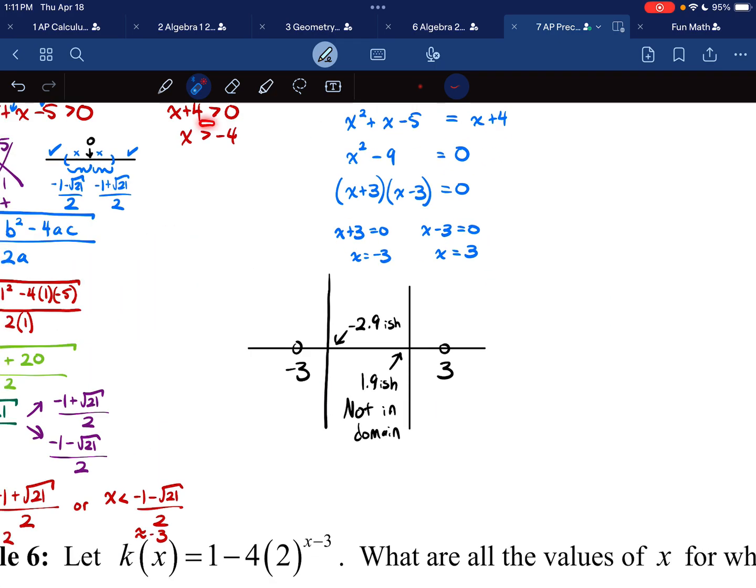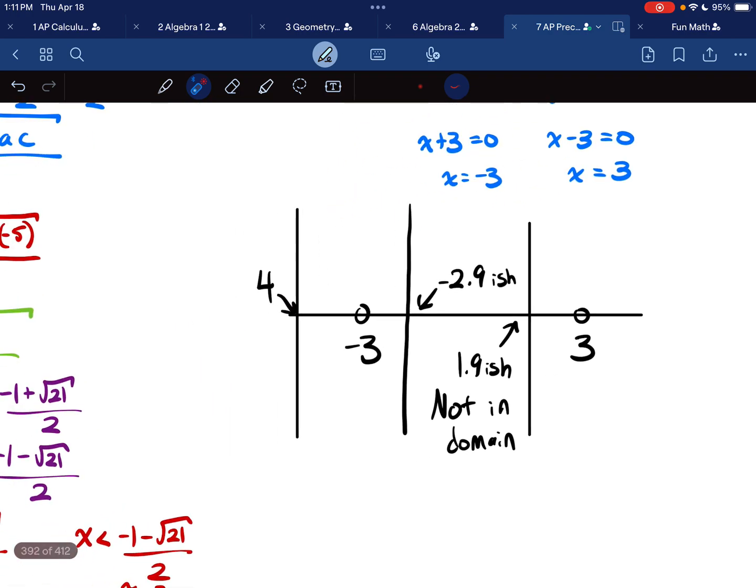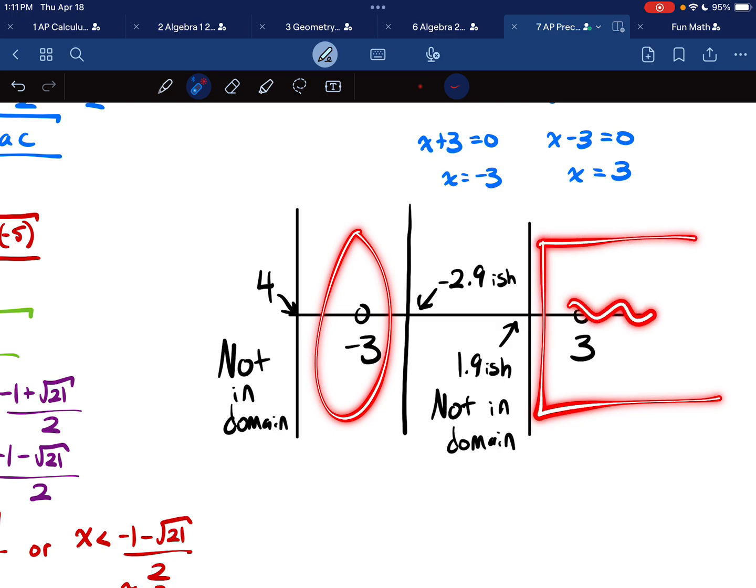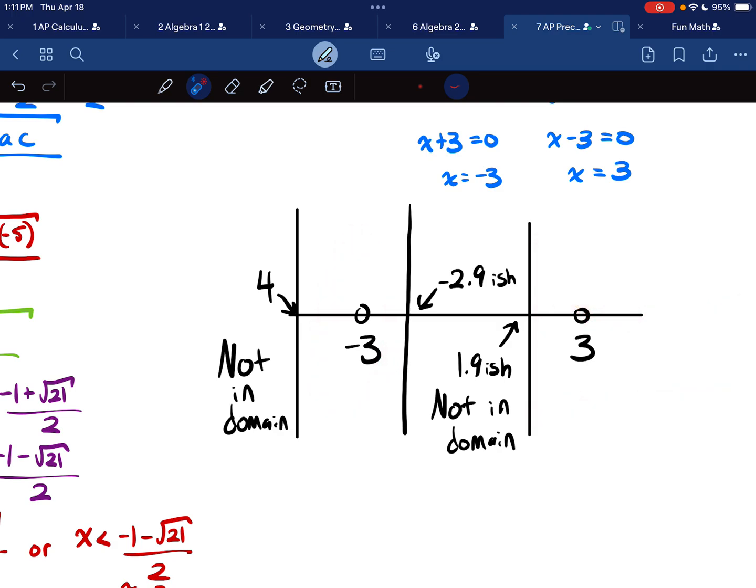I also have another wall, right? This is the other domain. I have to be greater than negative 4, which occurs, again, there's negative 3, so negative 4 is right about here. And that is, yet again, a wall. And I can't have anything over here, so over here we can say not in the domain. The only places I'm allowed to exist are here and then here to infinity. This goes on and on for infinity.